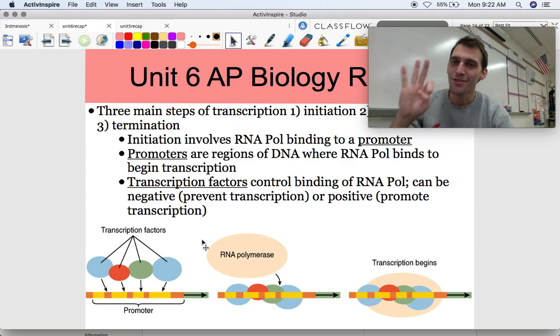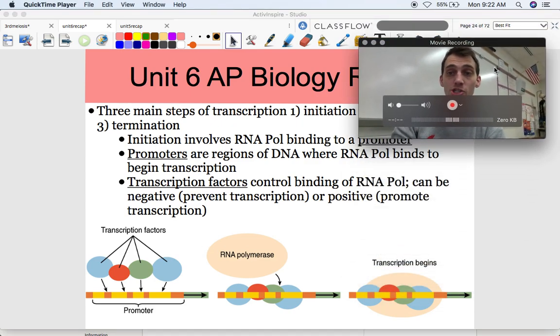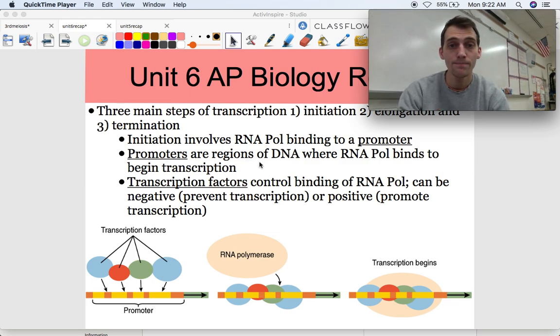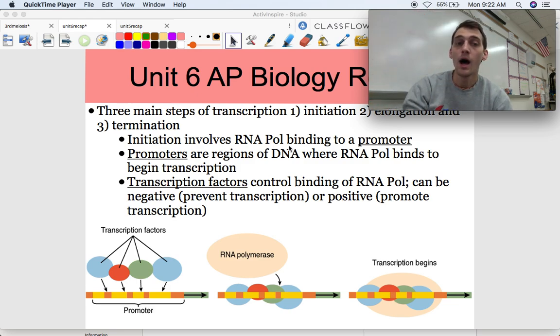And once again, there are 3 easy steps to transcription: initiation, elongation, and termination. Those are your 3 easy steps of transcription. Step 1, initiation, involves the RNA polymerase binding to what's called a promoter. A promoter is a section of DNA that's going to say, hey, this is where you start transcribing right here. RNA polymerase, you bind right here. And then promoters, I already put that right there, okay.